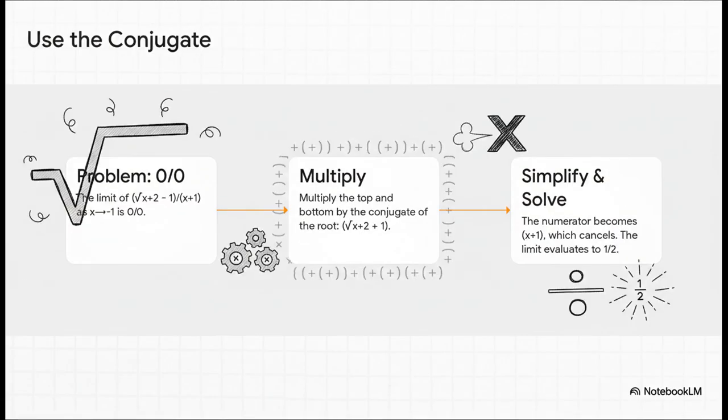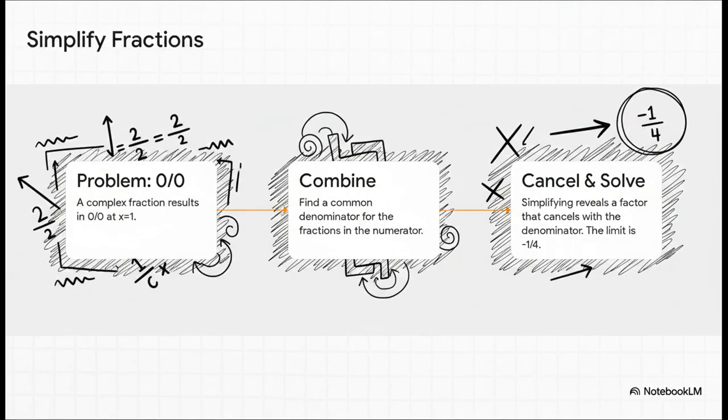Okay, but what if you see a square root in there? That's your signal to pull out a different tool, multiplying by the conjugate. By multiplying the top and bottom by the conjugate of the expression with the root, we're using a neat little trick, the difference of squares, to make that root disappear. When we do that here, poof, an x plus 1 term magically appears on top, which cancels with the bottom, and our 0 over 0 problem is solved. The limit is 1/2.